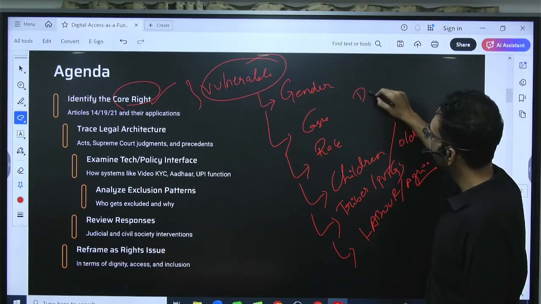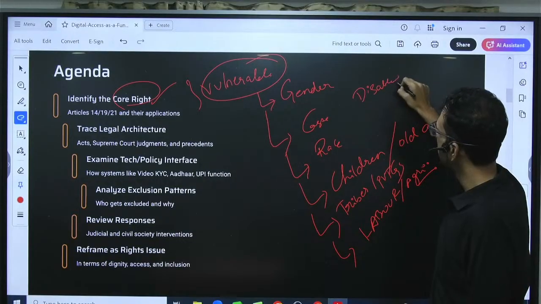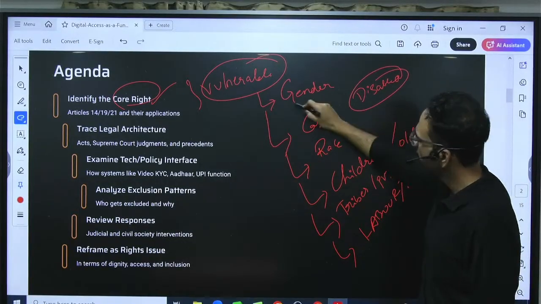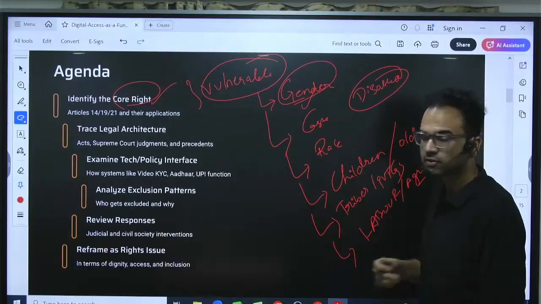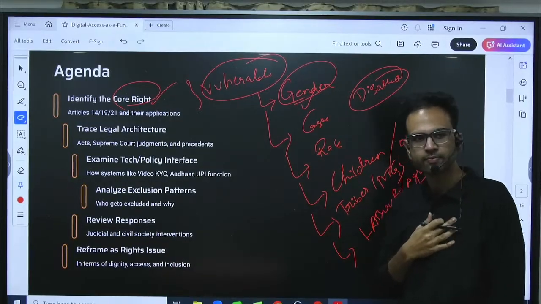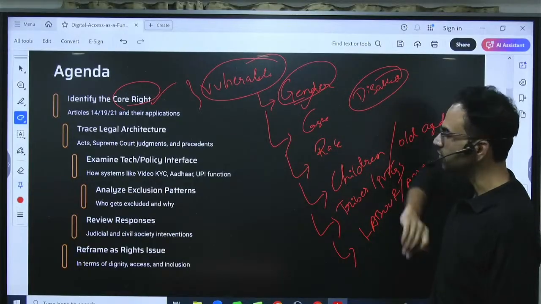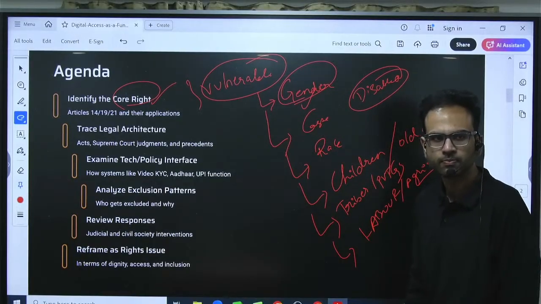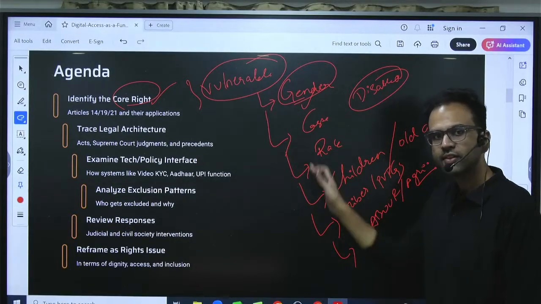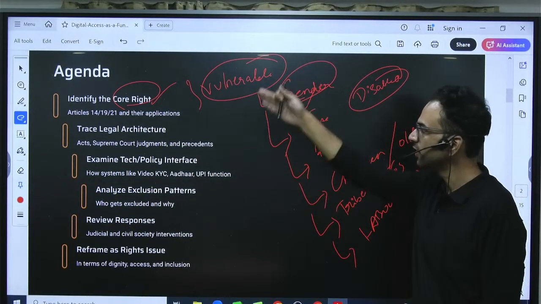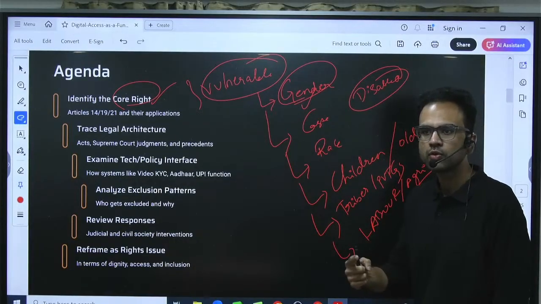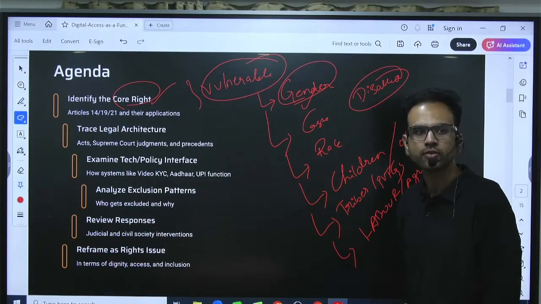And then we have LGBTs, who can be covered under this gender category. Okay, so these are the various sections that are available, right? For all these sections, this is the framework in which you have to carry out your thought process.